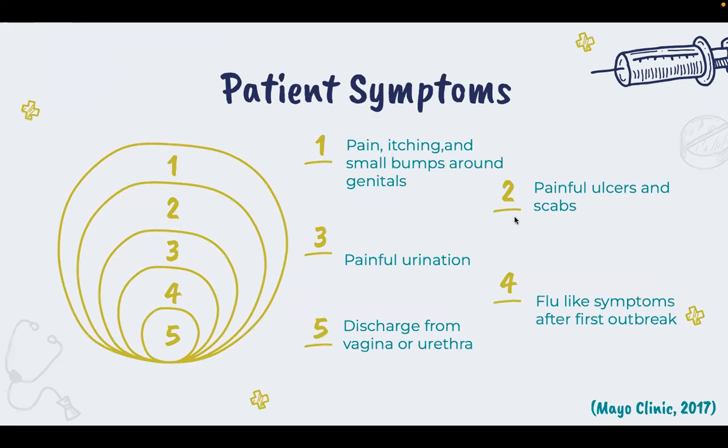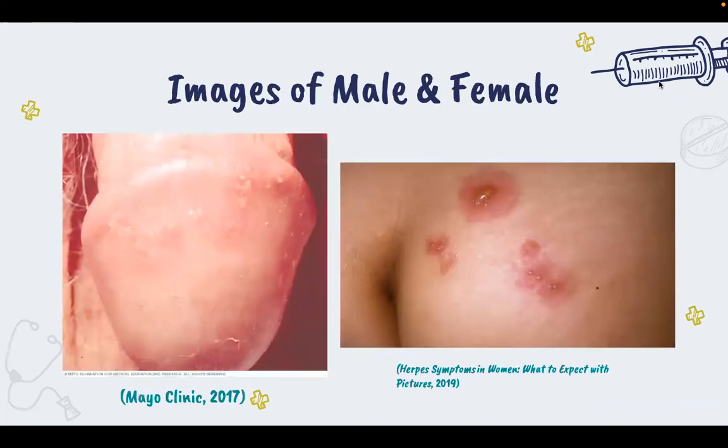An individual with genital herpes will experience pain, itching, small bumps around their genitals, pain when urinating, discharge from the vagina or urethra, and flu-like symptoms. They may also get painful ulcers and scabs. Here is an example of genital herpes on both a male and a female.